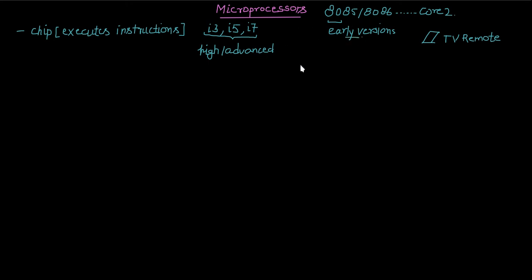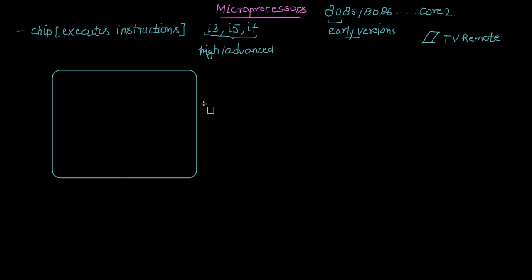Let's discuss the computer system, and we will be able to understand what a microprocessor actually does. First I'm going to draw a rectangle and name it computer system. Then I'm going to create another box inside and call it a microprocessor, which I represent using a micro sign and a P. This is a microprocessor, which is actually a chip.